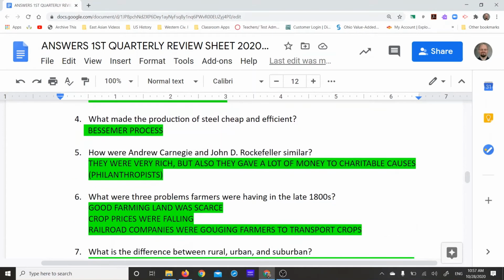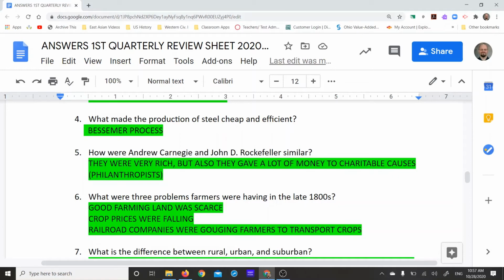They were philanthropists. Continuing on with question 6, what were 3 problems farmers were having in the late 1800s? This is straight from your notes. Good farming land was scarce. Crop prices were falling. Because farmers kept growing more and more crops, the price and value of the crops went down. And railroad companies were gouging farmers to transport crops.